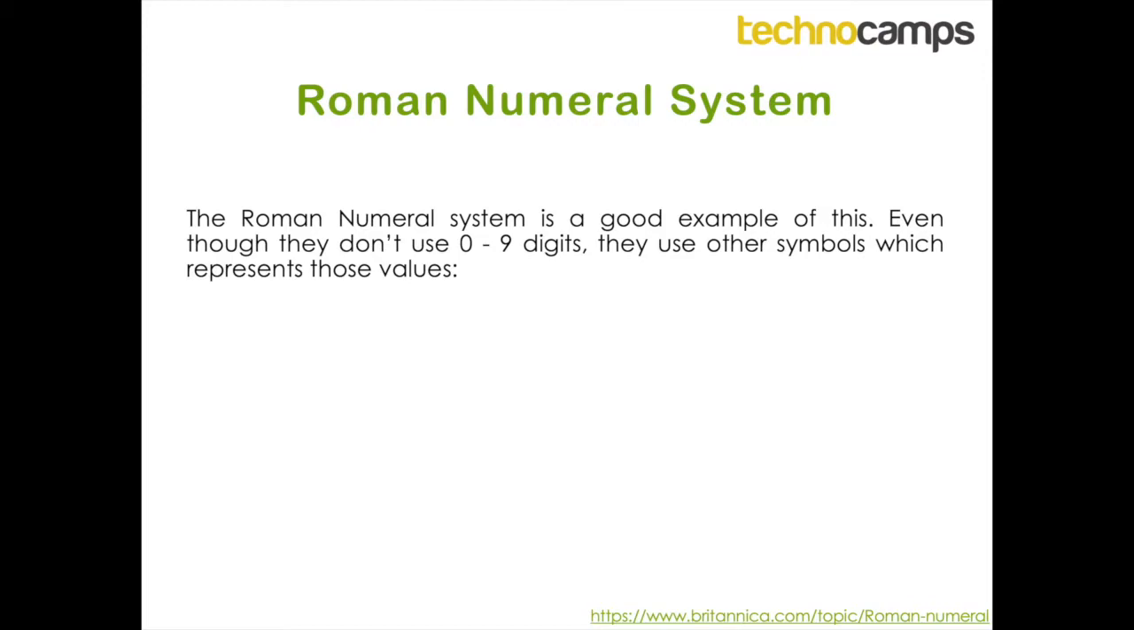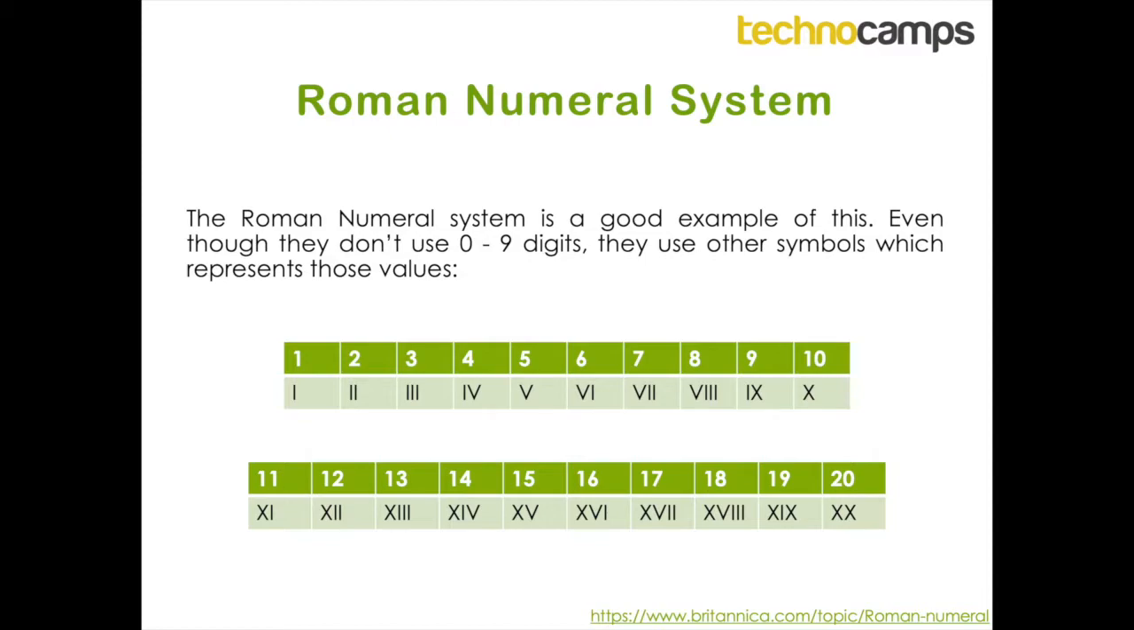Even though they don't use the digits 0 to 9, they use other symbols which represent those values. So if you don't know your Roman numerals, this is what it looks like. 1 is represented by this sort of line. 2 is 2 lines together. 3 is 3 lines together. But then for 4, you replace the 2 previous lines with a V, so it's now IV. 5 is V, and 6 is V, but this time the line's on the right side, and so on.